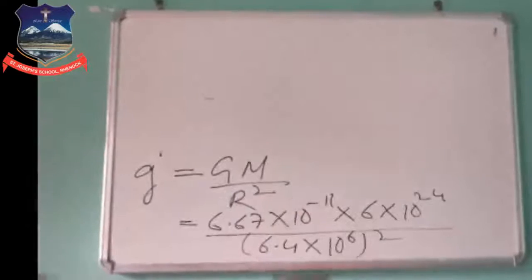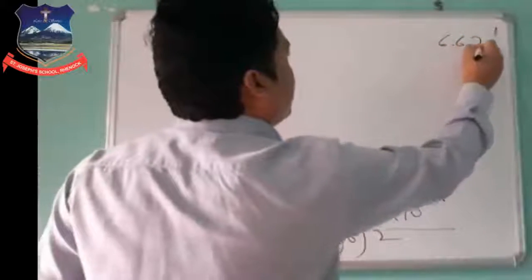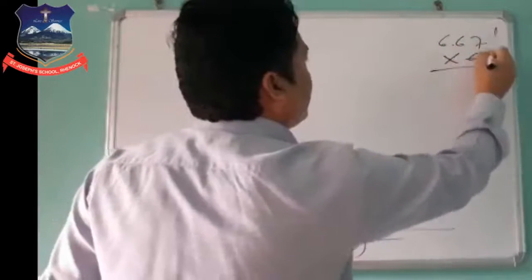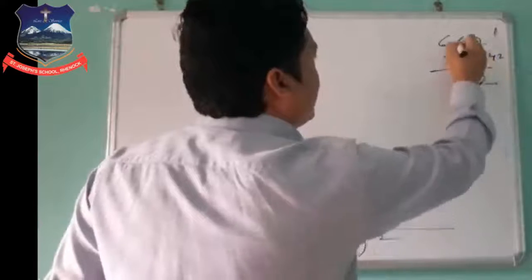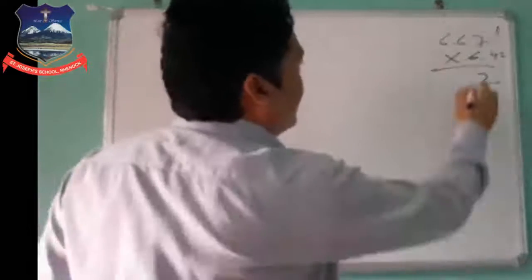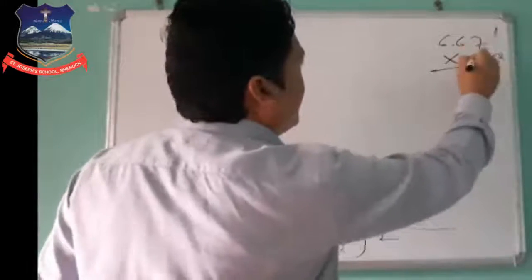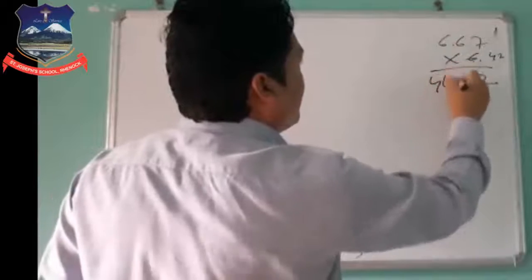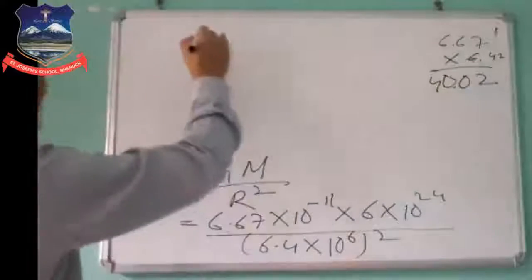6.67 into 6 multiplied. 6.67 into 6: 6 sevens are 42, 6 sixes are 36, 37, 38, 39, 40. 0, 4 will remain here. 36, 40. One decimal place. That is what will come here.